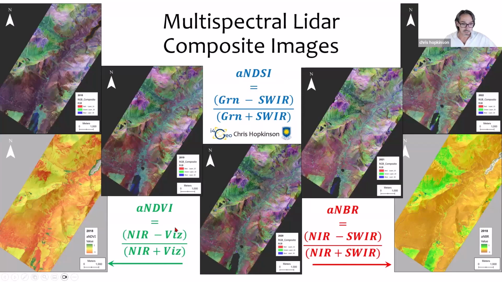But of course, we also have pseudo NDVI or active NDVI and active normalized burn ratio. So these are more familiar ratios that utilize these channels. And yeah, we can pull all that information out with the Titan, and that's one of the things we've spent quite a lot of time doing in our lab.